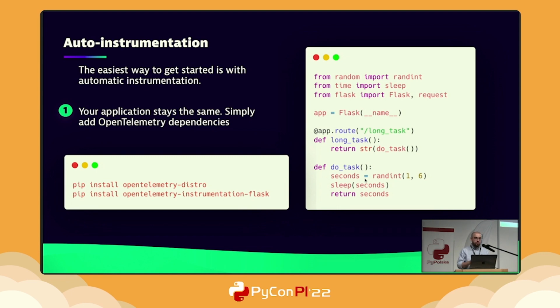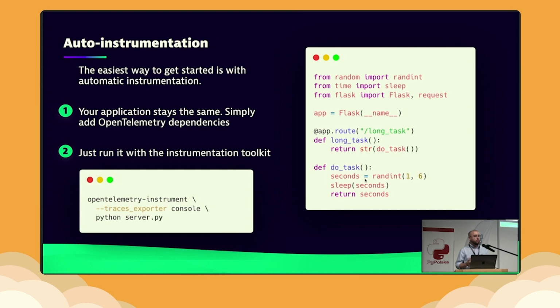There is a library for almost every Python backend framework. There is a library for Django, for FastAPI, for Flask, and for some others. Like you can instrument Celery, for example. So once you install these libraries, you can just invoke your application with this toolkit called OpenTelemetry instrument, which just uses all this injection done by the SDK and collects traces automatically from everything.